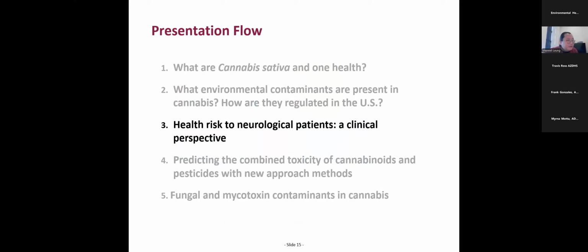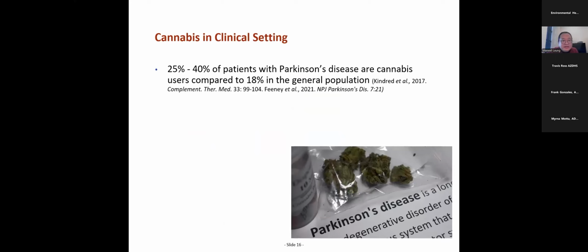Okay, so the third part I want to talk about is the health risk to neurological patients and what it means from a clinical perspective. In this study, we specifically focus on Parkinson's disease patients. This is a clinical population that, like many clinical populations, has a higher rate of cannabis use. Between 25 and 40% of patients with Parkinson's disease have reported using cannabis, as compared to the 80% national average for cannabis use.